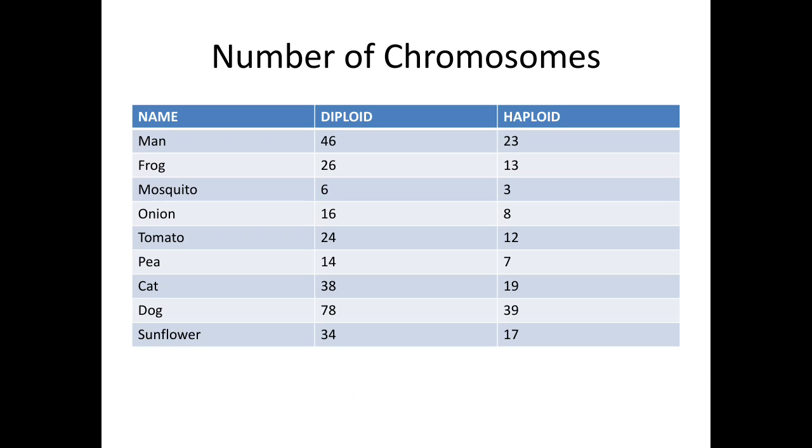Then another example is sunflower. It consists of 34 diploid chromosomes and 70 haploid chromosome number.